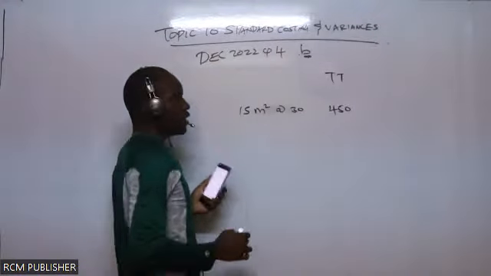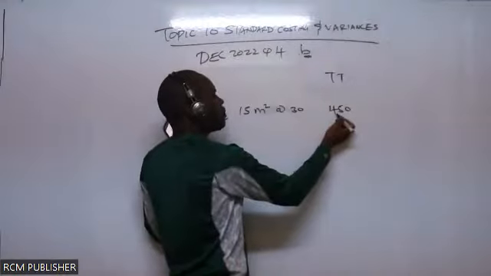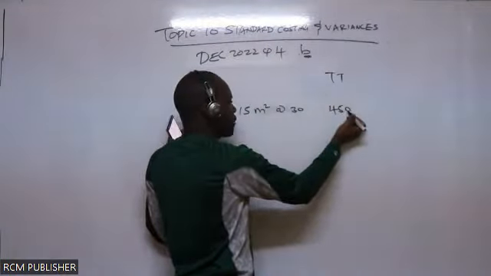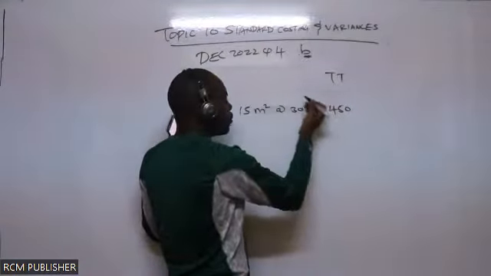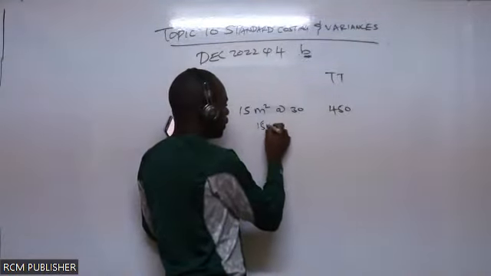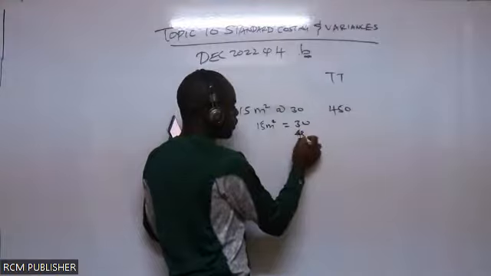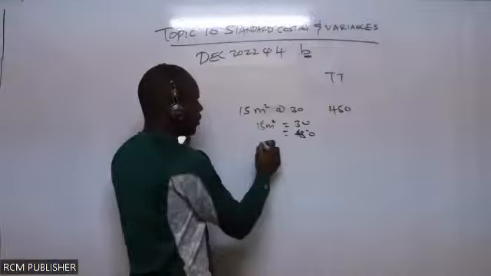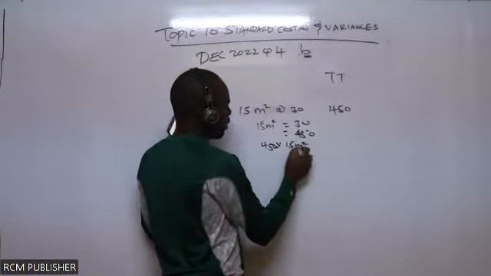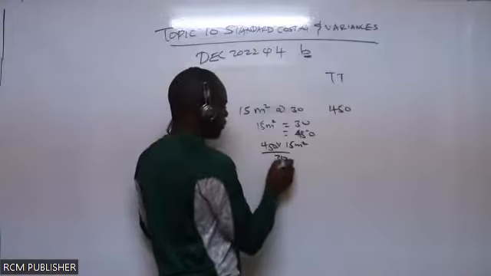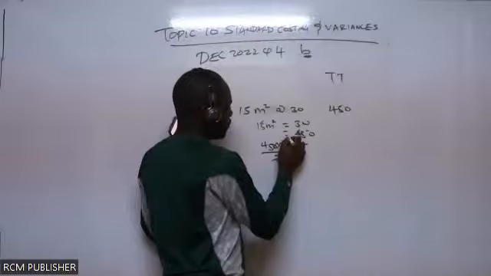How many units? For every 15 meters, you're going to spend 30 bob. We've spent 450. So if 15 meters is equal to 30, 450 shillings will give us how many? That is 450 multiplied by 15 meters square, then we divide by 30. I have this, I'm going to have 5 here.